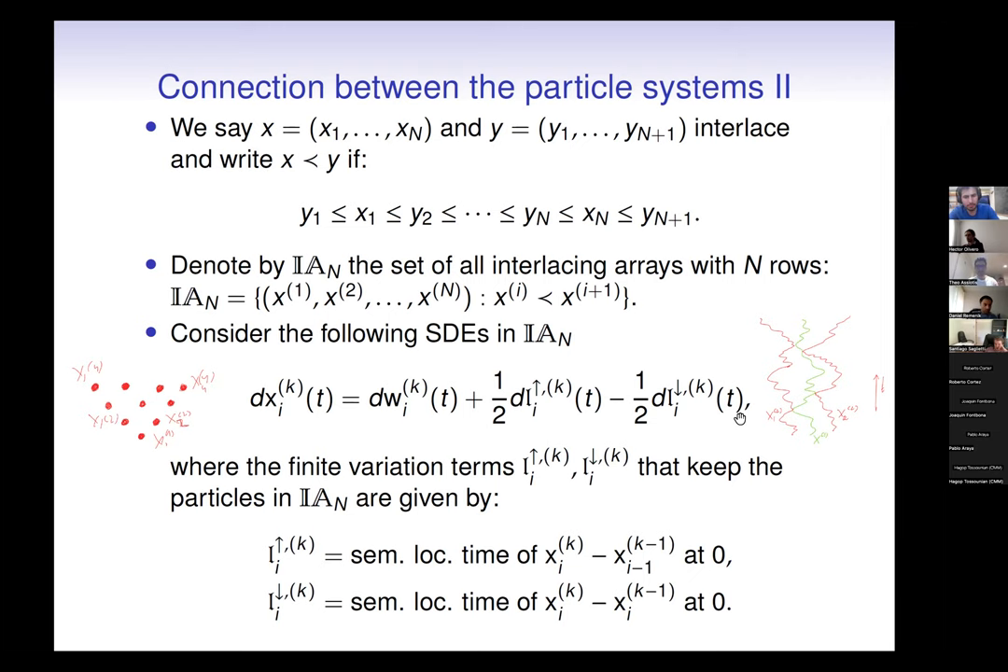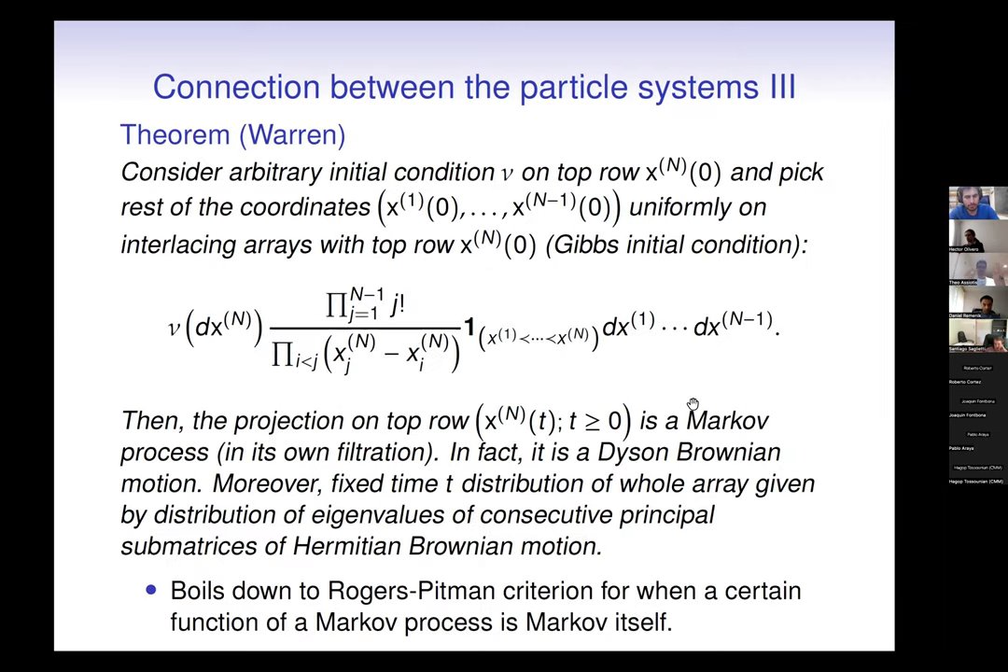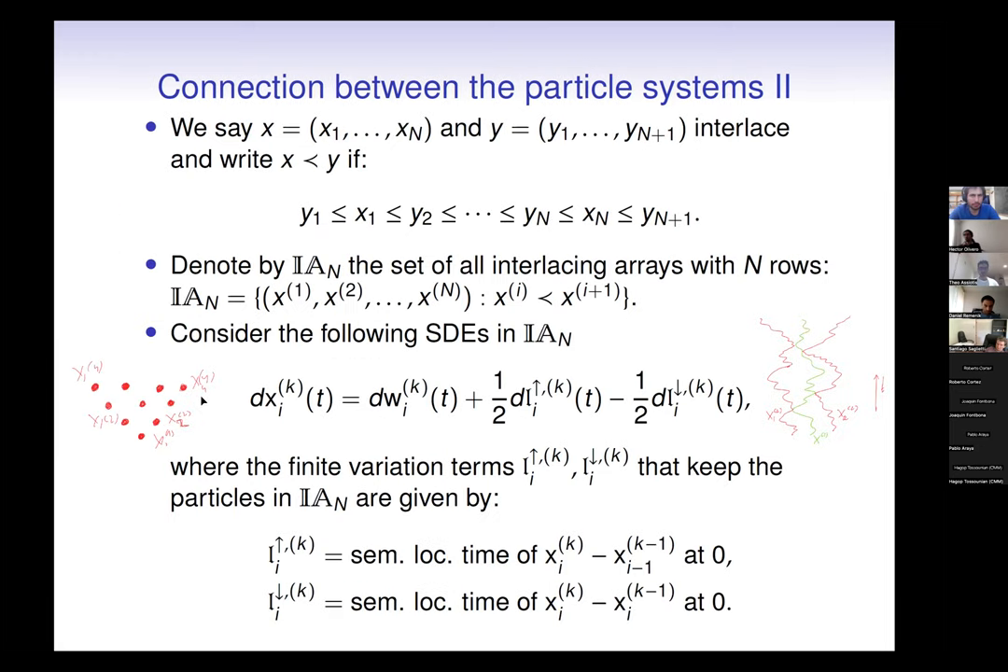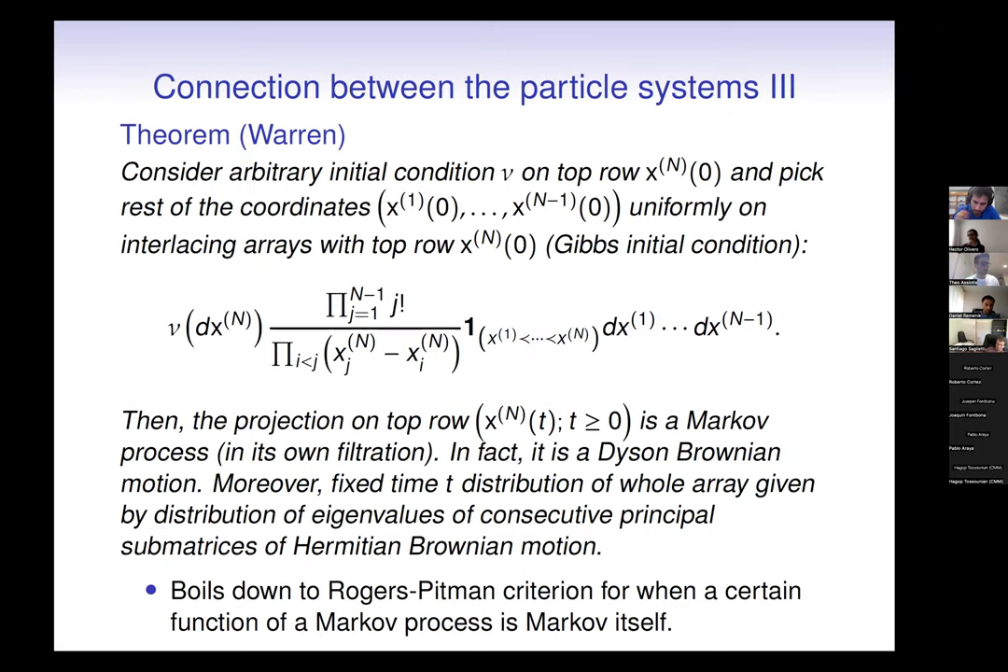And then somehow this is a coupling, because in this particle system, by construction, this edge particle and this edge particle are one-sided reflected Brownian motions. And the theorem says that the top is distributed as Dyson Brownian motion. So that's how you get the result.